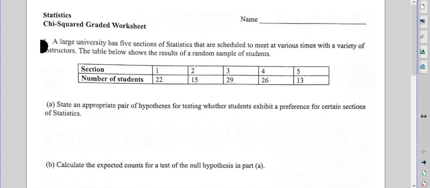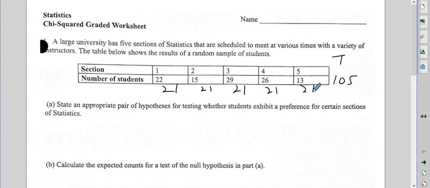All right, so we have the greatest worksheet we're going to do for good reference for your project. It says a large university has 5 sections of statistics that are scheduled to meet at various times with a variety of instructors. The table below shows the results of a random sample of students. So we're going to total them up to find out how many we have. If we had 22, 15, 29, 16, and 23, we get 105 students. So if we divided that evenly, what we expected would be 105 divided by 5, which is 21 each.